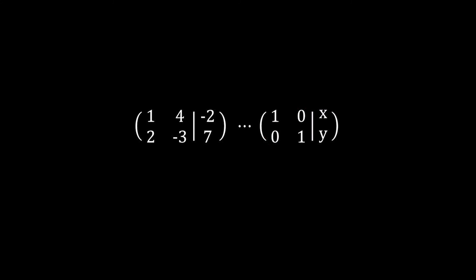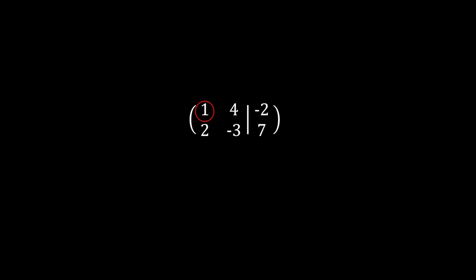When using Gauss-Jordan elimination, the first step is usually to make the top left number 1. Here, our number is already 1, so let's move on to step 2. Step 2 is to make all the numbers underneath our left corner number 0. The only number that's under 1 is 2, so we had to figure out a way to turn 2 into 0.